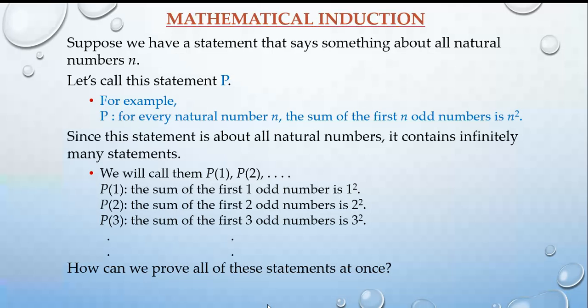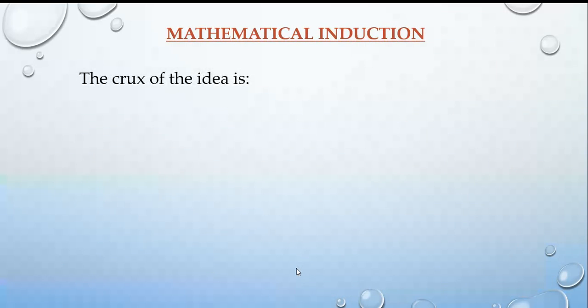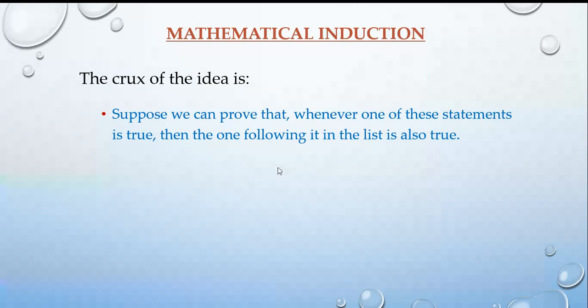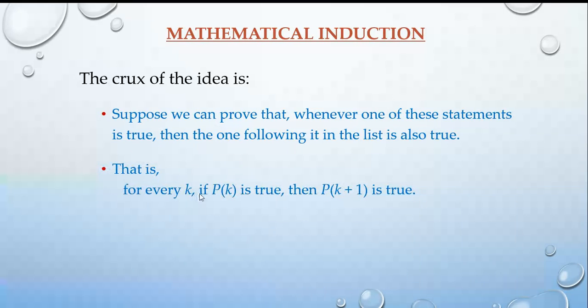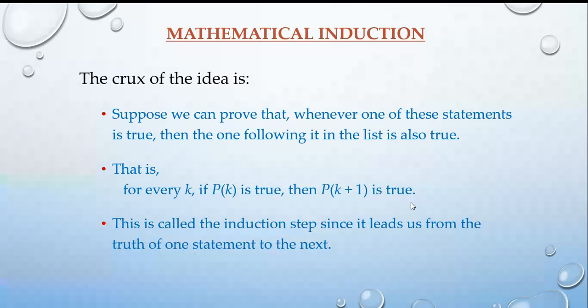Now, how can you prove all these statements at once? So here we use mathematical induction. That is a very clever way of doing so. The crux of the idea is that suppose we can prove that whenever one of these statements is true, then the one following it in the list is also true. That is, for every k, if Pk is true, then Pk plus 1 is true. So this is called the induction step.